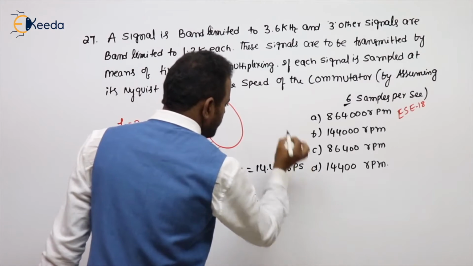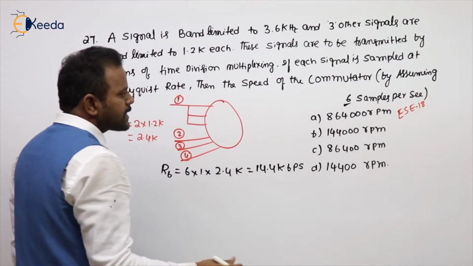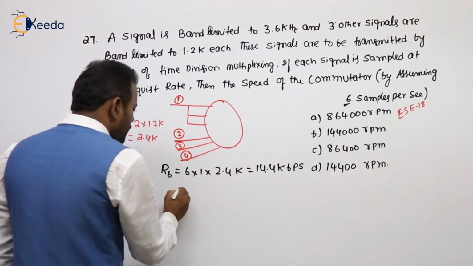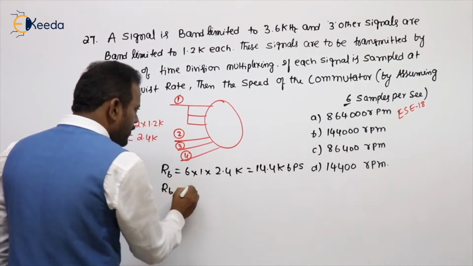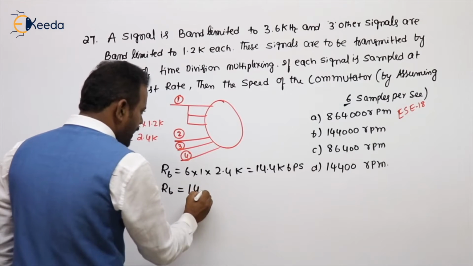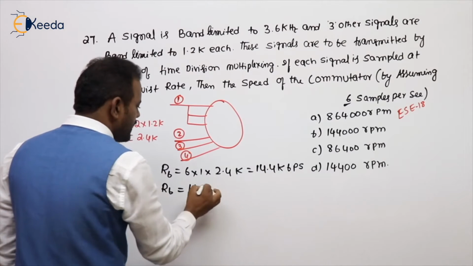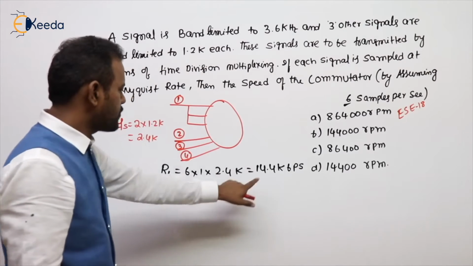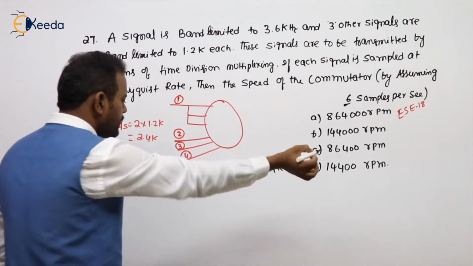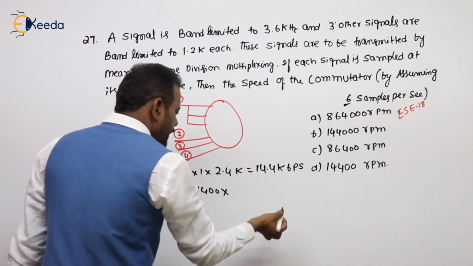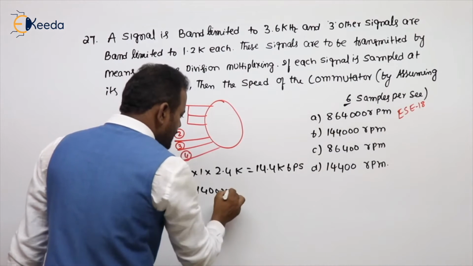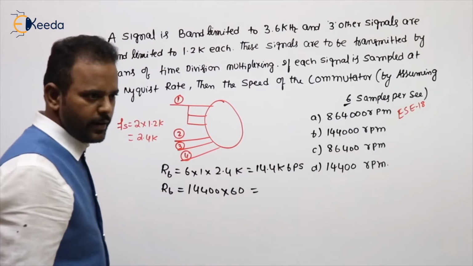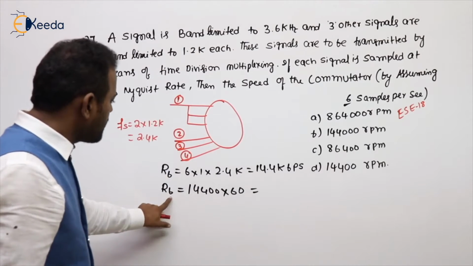kbps. But here what is being asked? Rotations per minute. Try to see. First what I will do is calculate this RB value. This is 1000, so another 2 zeros will come because of 14.4. RPM is given per minute, so into 60. Now this is about RB.